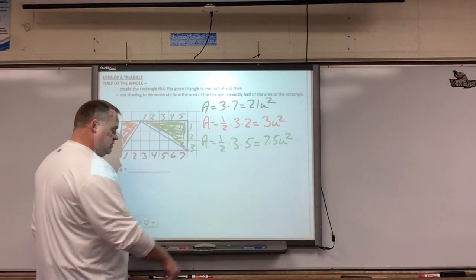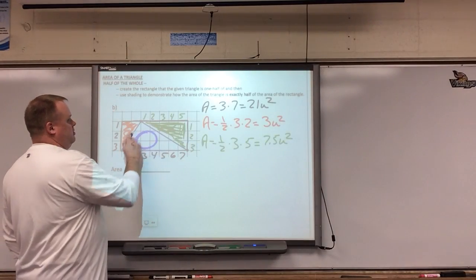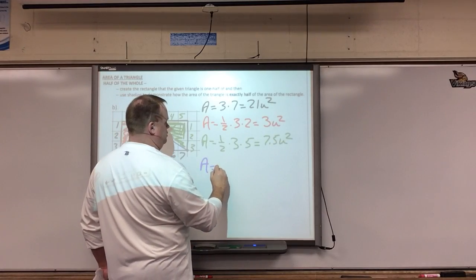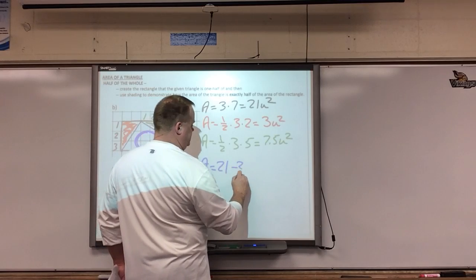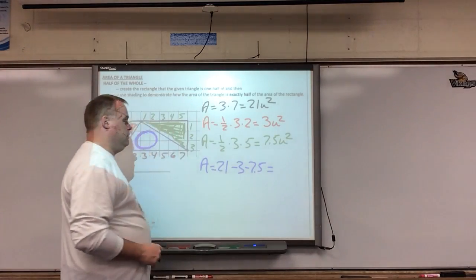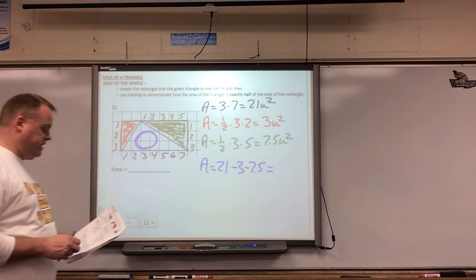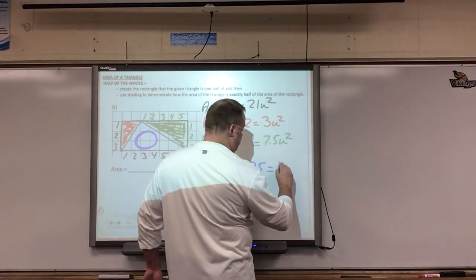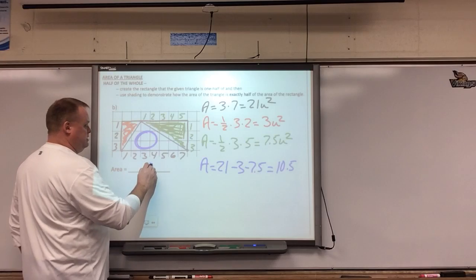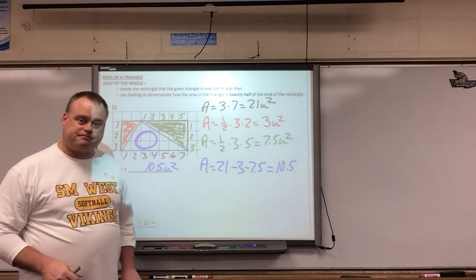So let's find the area of my original triangle, which is going to be area equals 21 minus 3 minus 7.5, which should equal, well, that's 21 minus 10 and a half. Well, 21 minus 10 and a half is 10 and a half. So my answer is going to be 10.5 units squared. All right.